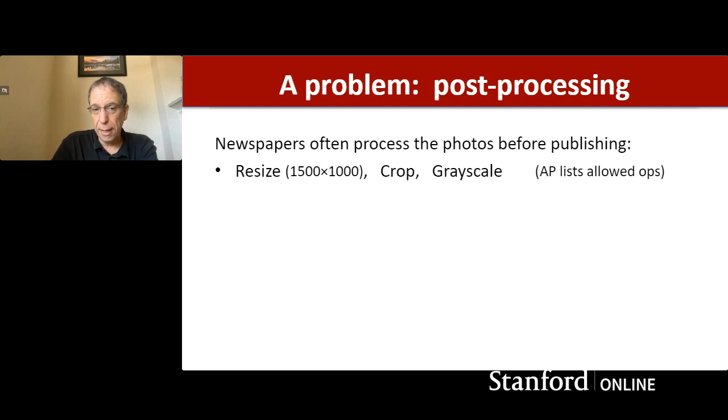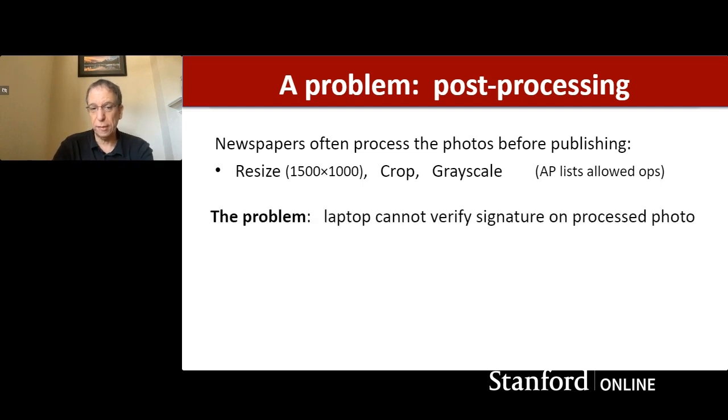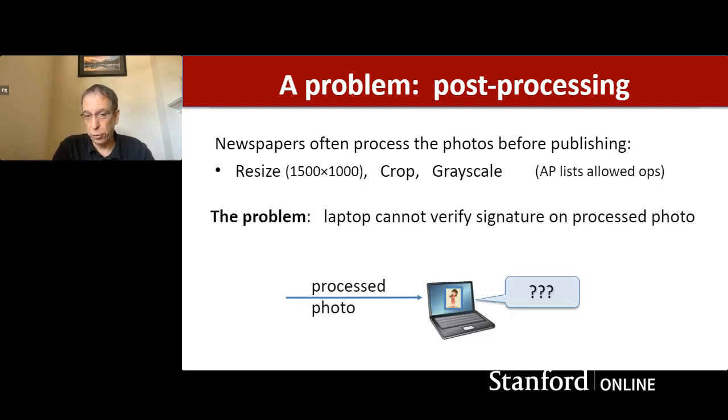The problem now is that once you do this, when you send the processed photo to the laptop, the laptop can no longer verify the signature. To verify a signature, you need to have the original image, because the signature was on the original image. By doing this post-processing, the laptop can no longer verify the embedded signature. And so the question is what to do. And that's where zero-knowledge comes in.